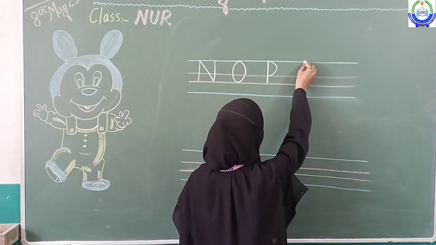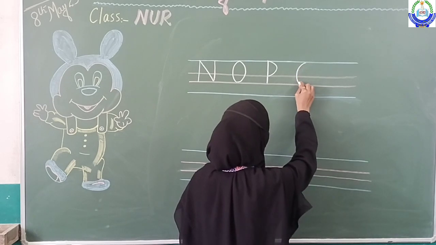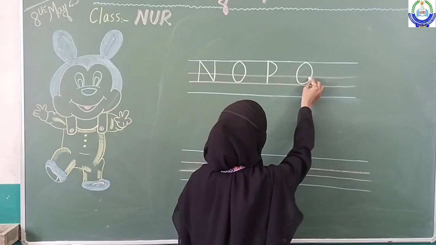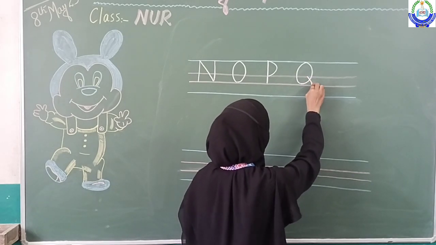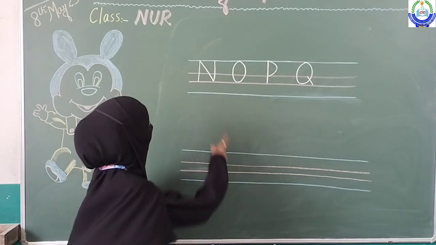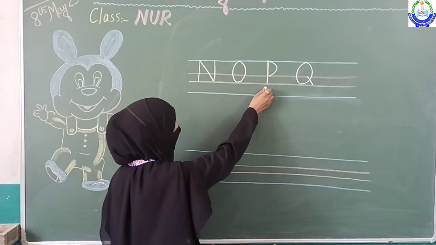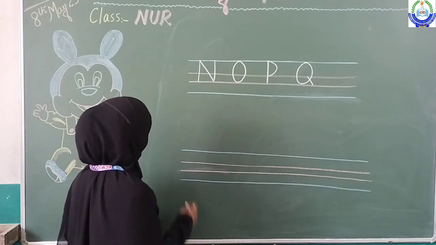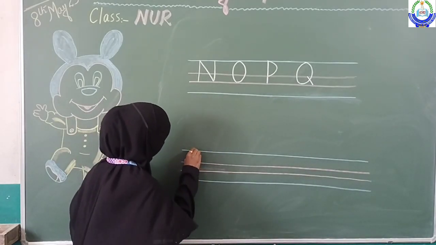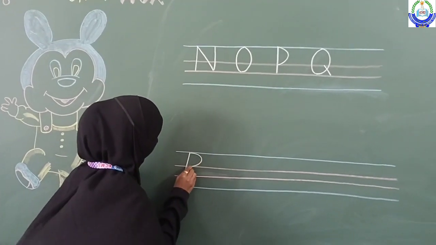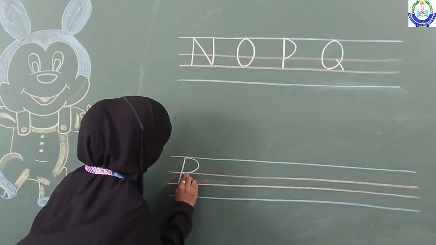Now it's the Q. For Q, you have to first make an O like this and one small slanting line like this. Okay? Okay, students, I can see N, O, P, Q. It's four letters. And the next one is R. One standing line, then again a curved line, and then a small slanting line.